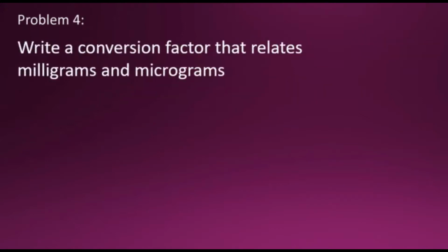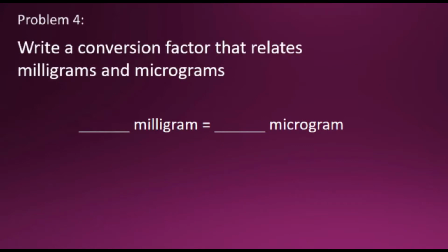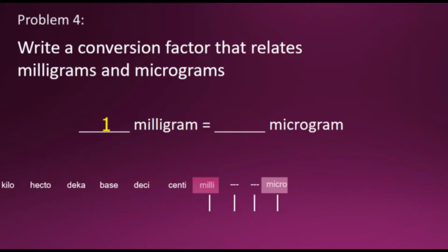Let's take a look at one more example. Here we are asked to find a conversion factor that relates milligrams and micrograms. We want to determine where that one goes. To do that, we need to know which is larger, milligrams or micrograms. The one that is leftmost on the prefix chart. Notice milli sits to the left of micro, so that is the larger unit of measure. We will put a 1 in front of the milligrams. Next, note that there are 3 spaces between milli and micro.